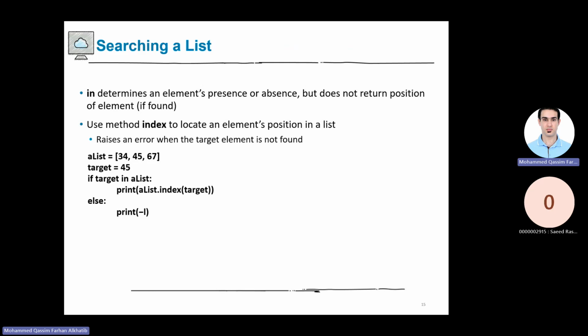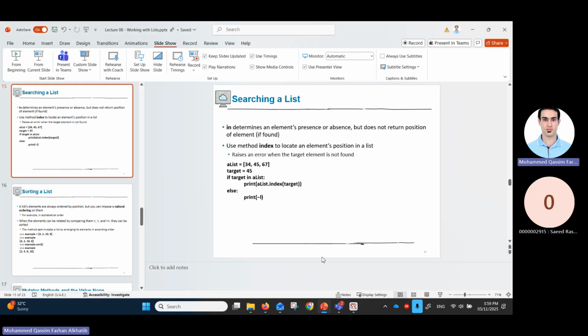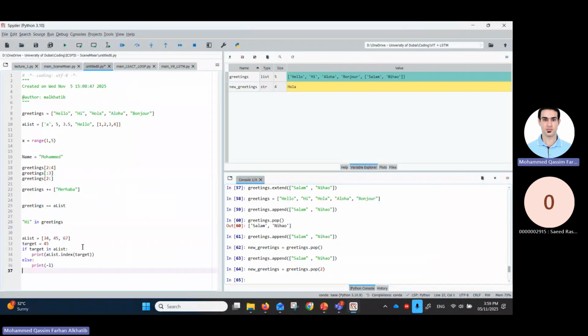In this case, my target value is 45 and the list is 34, 45, 67. Now, if target in the list, if 45 is in this list, print what? The index of that value. So print list.index of target. The argument for index is the value, and it will return the index of that value. Otherwise, print -1, basically telling the user that you did not find that value, because you're looking for an index.